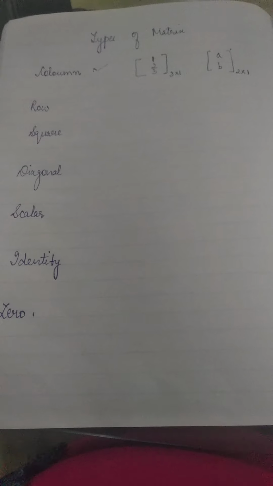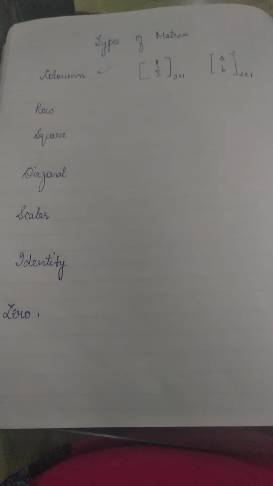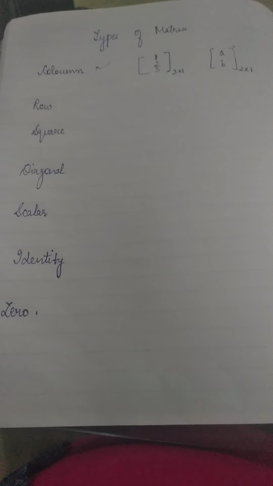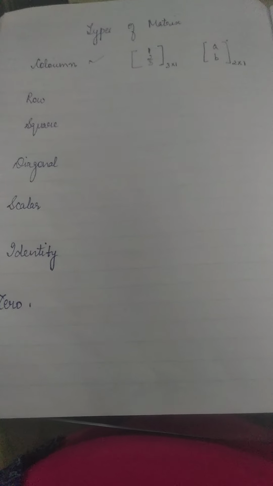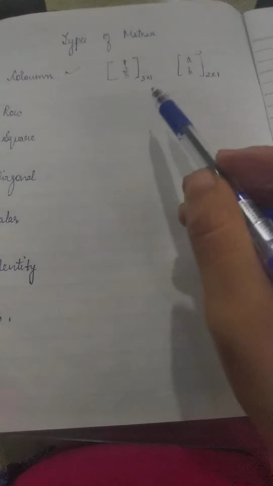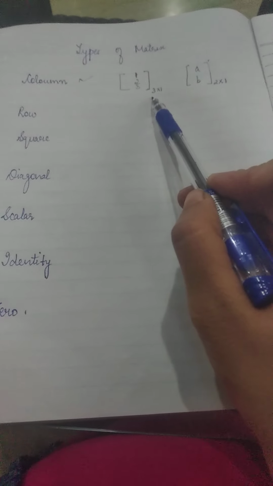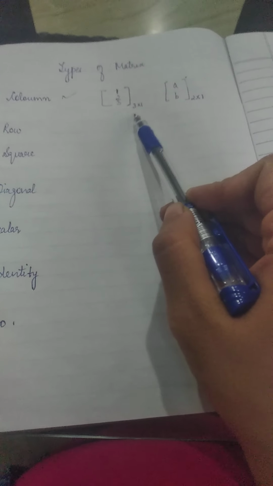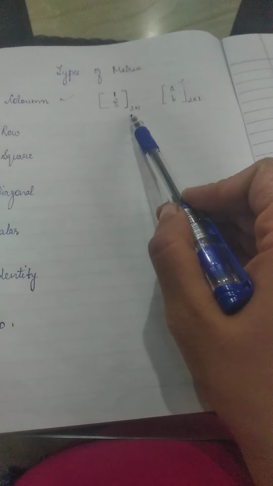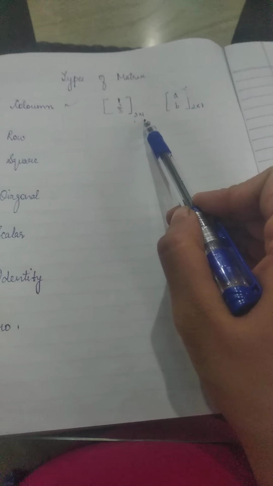Now, what is a column matrix? A column matrix is one which has just one column and it can have any number of rows. As you can see in the example written, this particular matrix has 3 rows and 1 column. So this is an example of a column matrix.